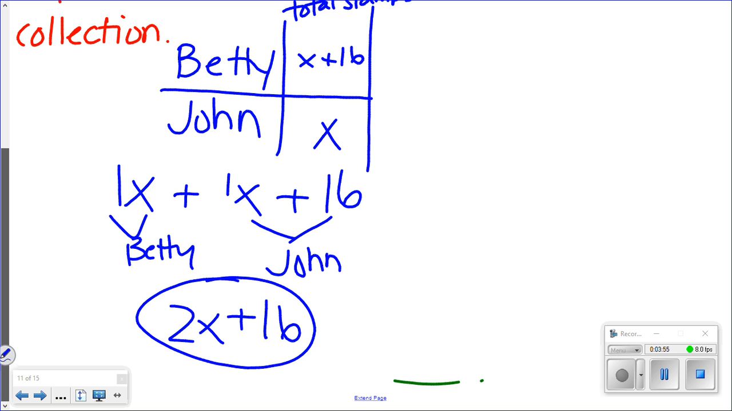This would have been way too much stuff for yesterday. That's all I'm looking for. That's the total amount of stamps John and Betty have right there. 2X plus 16. All right, ready to try another?